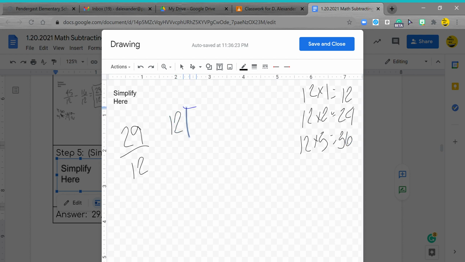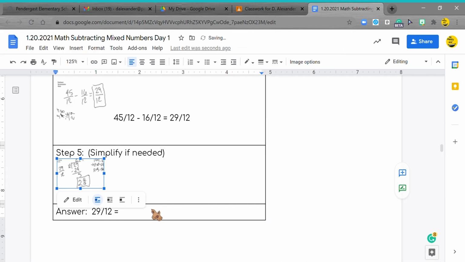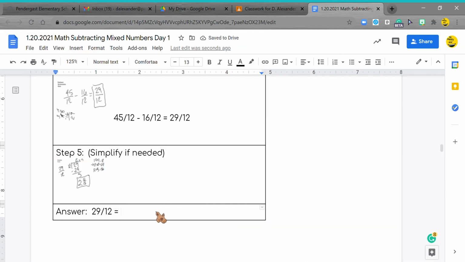So I'm going to do 12 into 29. I'm going to look and see that it goes 2 times, because remember, I don't want to go over 29. And now I'm going to subtract 9 minus 4, 5. So I have a remainder 5. So my answer is 2 and 5 twelfths. Remember, my denominator stays the same. I don't change it. So I'm going to hit save and close. And right here, write 2 and 5 twelfths.